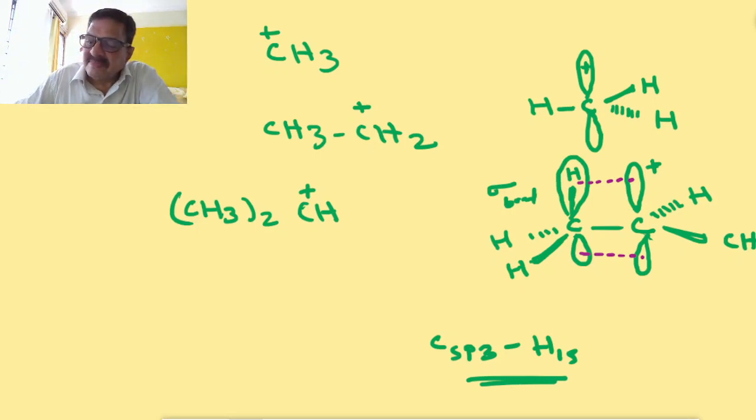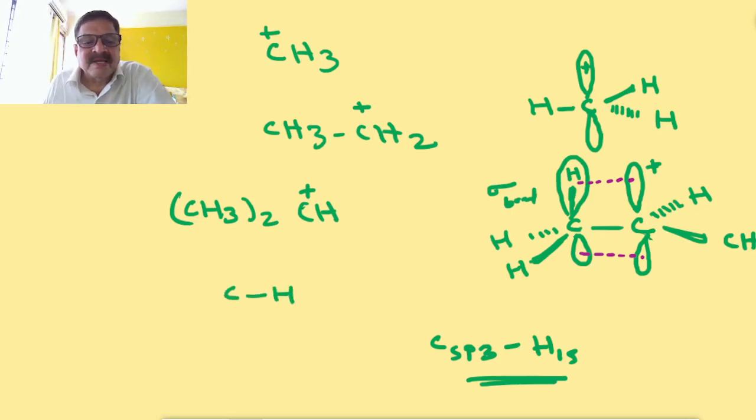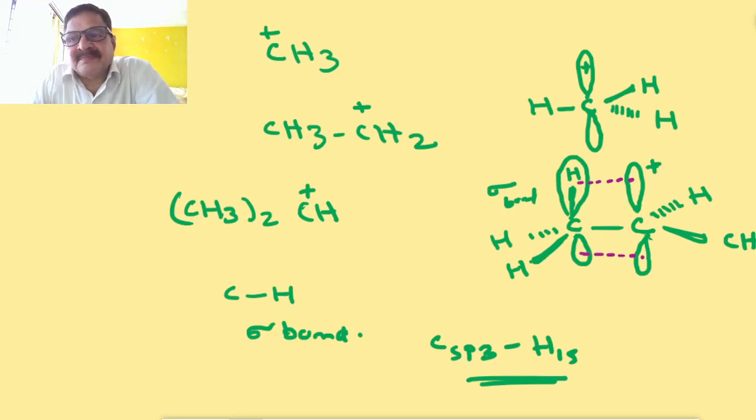Hyperconjugation means the sp3-s orbital, containing the bonding electrons in the carbon-hydrogen bond adjacent to the sp2 hybridized carbon atom, can overlap. Orbital overlap is involved here. It can overlap with the unhybridized empty p orbital on the sp2 hybridized carbon atom and share the bonding electrons. What is the point? The sp3-s orbital contains the bonding electrons in the C-H sigma bond, which is adjacent to the sp2 hybridized carbon atom. So these orbitals can overlap with the unhybridized p orbital, and the bonding electrons can be shared here. Sharing electrons in this manner is called hyperconjugation.